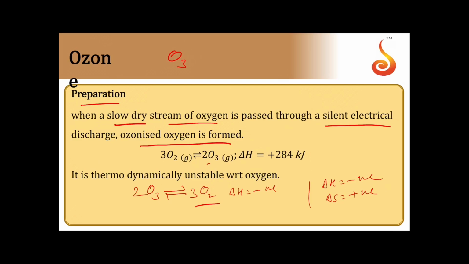Because the number of moles is increasing, delta S is positive for this. These two results, that is delta H negative and delta S positive, will make a large negative value for delta G, and thereby the reaction progresses towards the dissociation of the O3 molecule. Hence, we say that O3 is thermodynamically less stable when compared to the oxygen molecule.